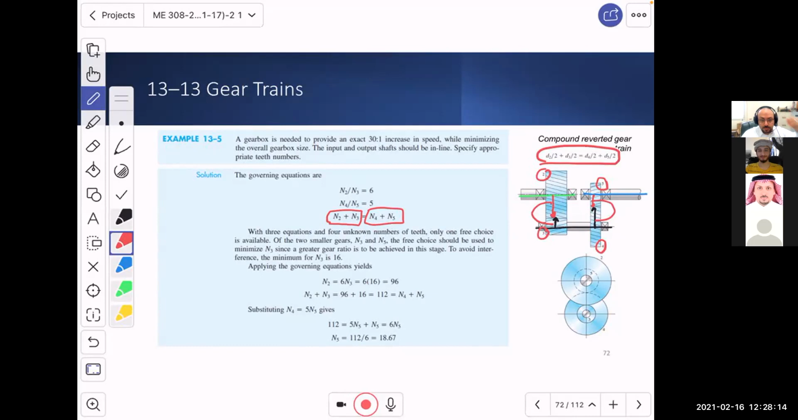Doctor, what's different about a reverted gear train? Is it just that it's in line? Yes, this is the inline. It is sometimes called the reverted gear.